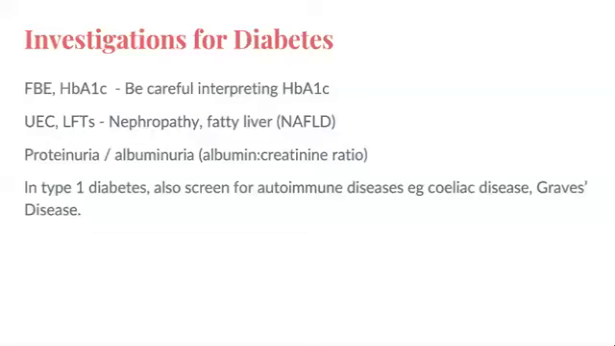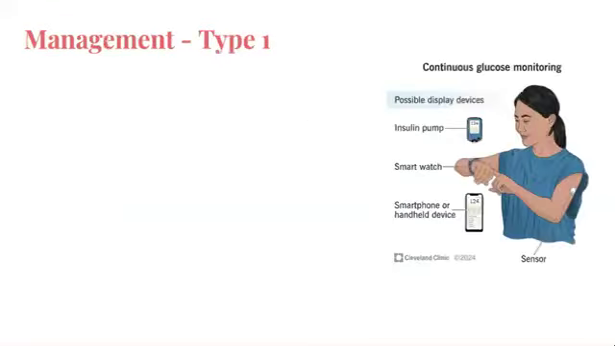You also want to test for UECs and LFTs. So UECs for nephropathy, look at the eGFR, and also for fatty liver, which is also a risk as part of that metabolic syndrome. You also want to look at proteinuria and albuminuria. So albuminuria is an independent risk factor for cardiovascular disease, but it's also a marker of diabetic nephropathy. So if they have diabetic nephropathy, you want to manage that. So again, you would use ACE inhibitor as first line, SGLT2 inhibitor as second line, and finerenone as third line. But that's something that the renal lecture will cover in more depth.